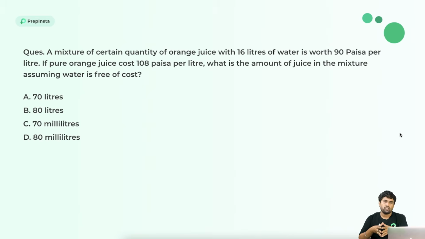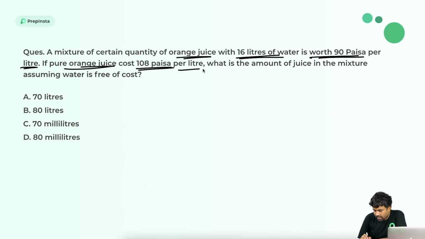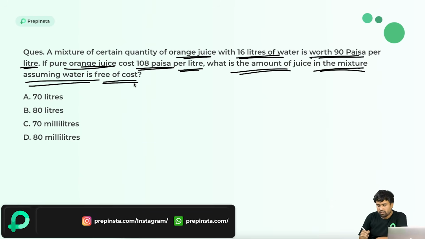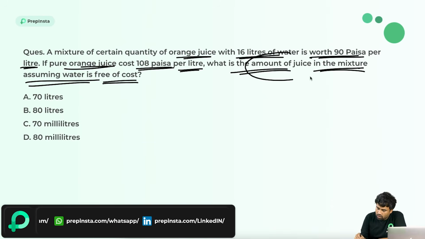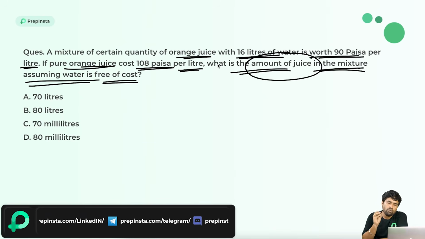So just look into the next problem and we will see how we can easily solve these type of problems. A mixture of a certain quantity of orange juice with 16 liters of water is worth 90 paise per liter. If the pure orange juice costs 108 paise per liter, what is the amount of juice in the mixture, assuming water is free of cost? Okay, so we have to find the amount of juice in the total mixture, right?